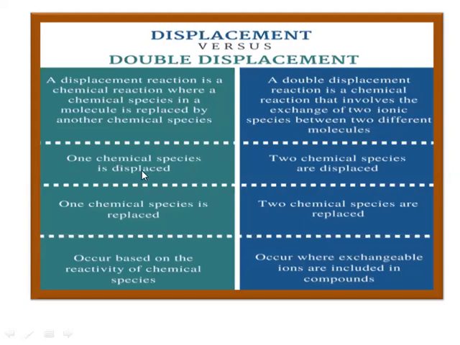Only one chemical species is displaced in displacement reactions, whereas two chemical species are displaced in double displacement reactions. One chemical species is replaced in displacement, two chemical species are replaced in double displacement. Displacement reactions are based on the reactivity of chemical species, whereas double displacement reactions involve exchangeable ions which are included in the compounds present in aqueous state.